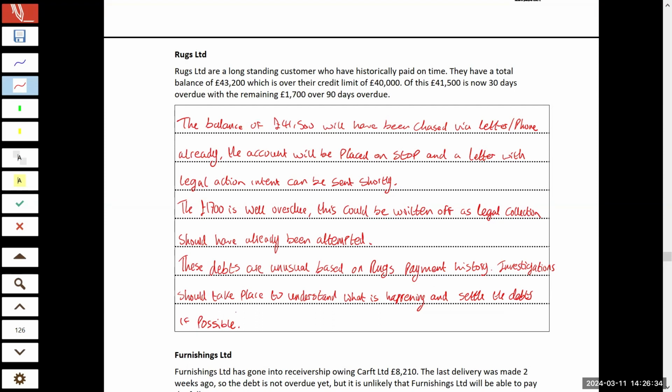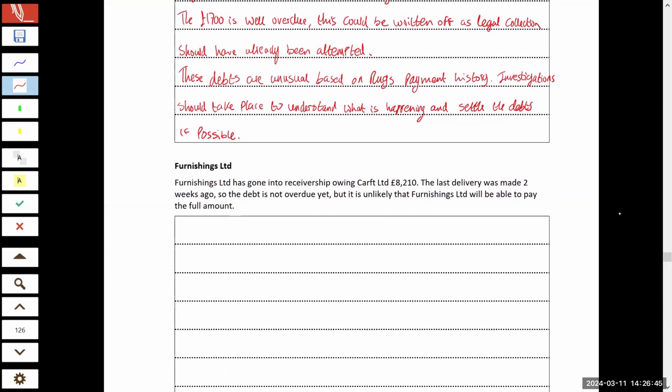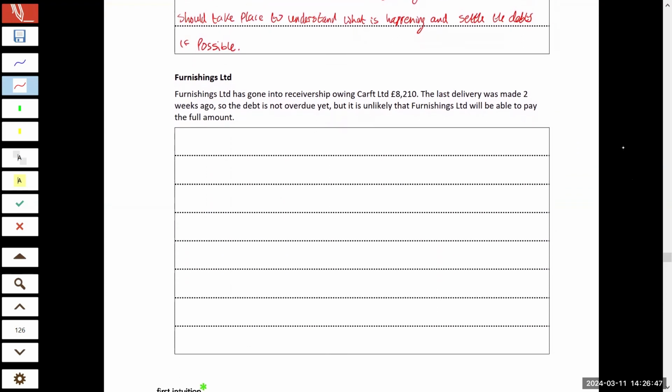Something along those lines. Again, I say I'm writing shorthand. I'm now filling up the whole space, aren't I? But again, you could dress these points up and really contextualize it as much as possible. Now we've got one more point to go, which is for Furnishings Limited.